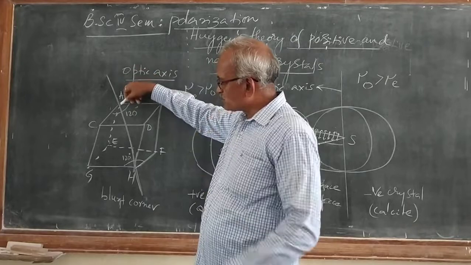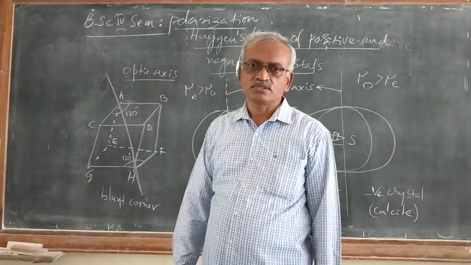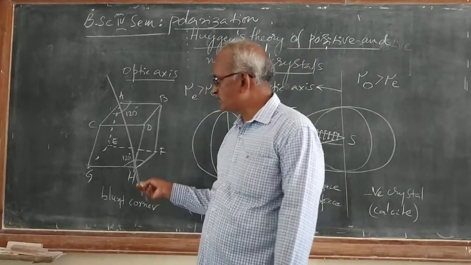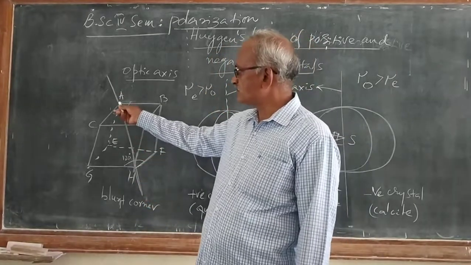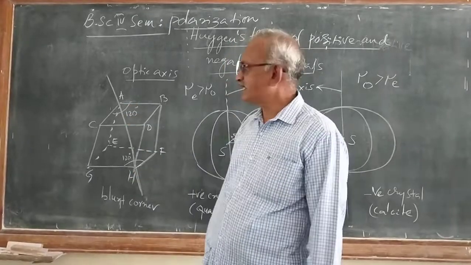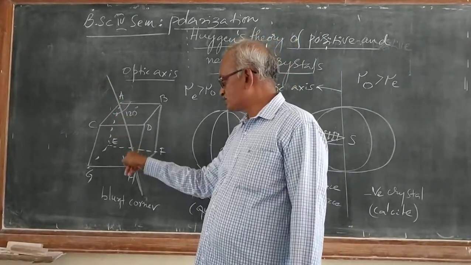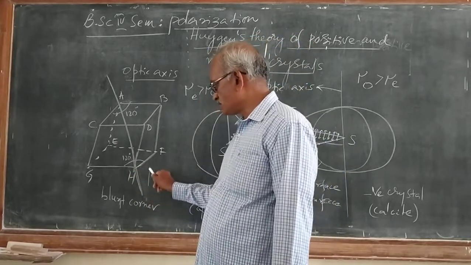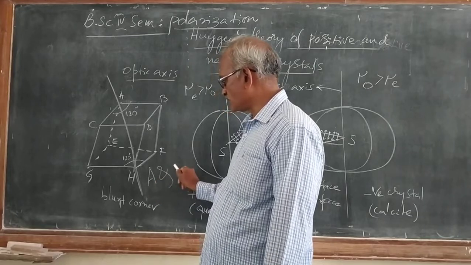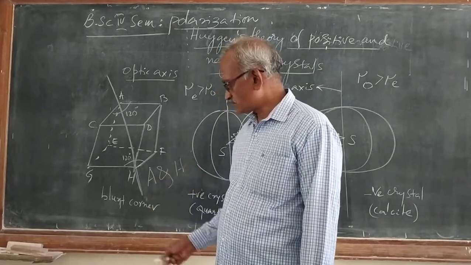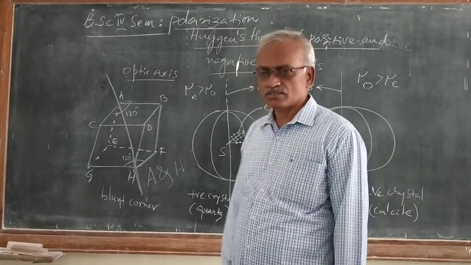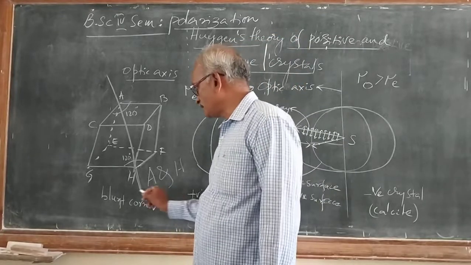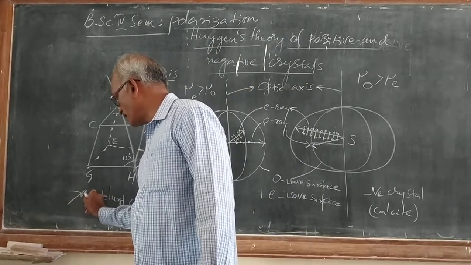Here, you have to choose two corners and join these two corners. For example, if you look at the board, we have two corners A and H. If you join the line through A, it passes through H also. These two corners A and H are called blunt corners. A blunt corner is one where the angle should be obtuse, greater than 90 degrees.